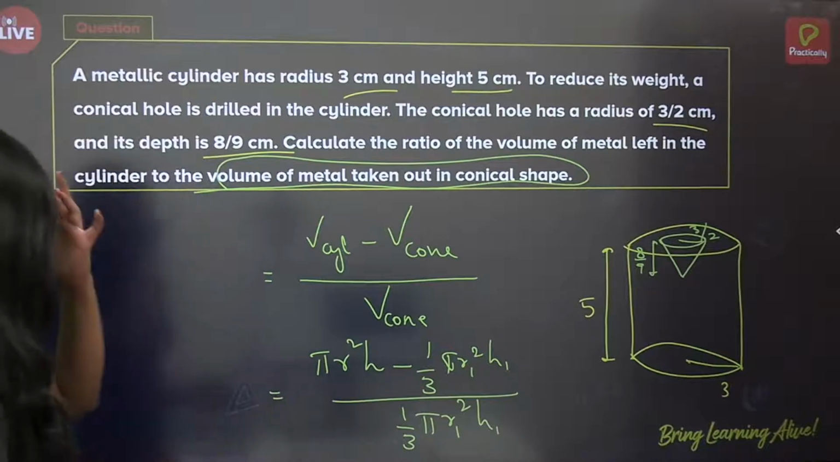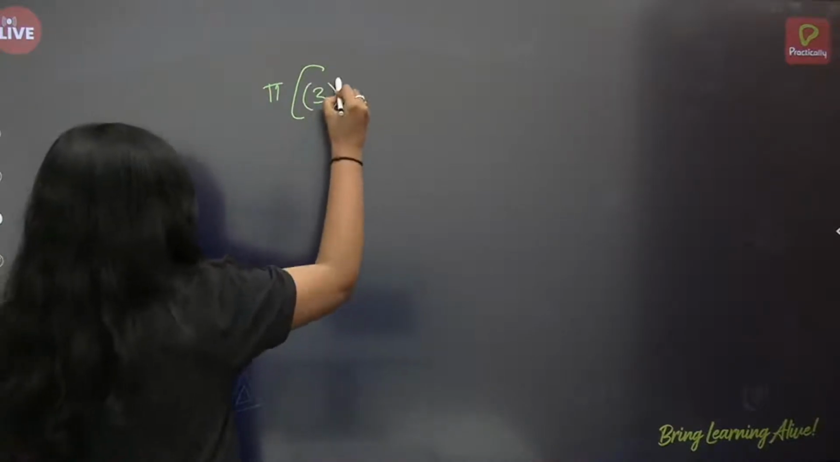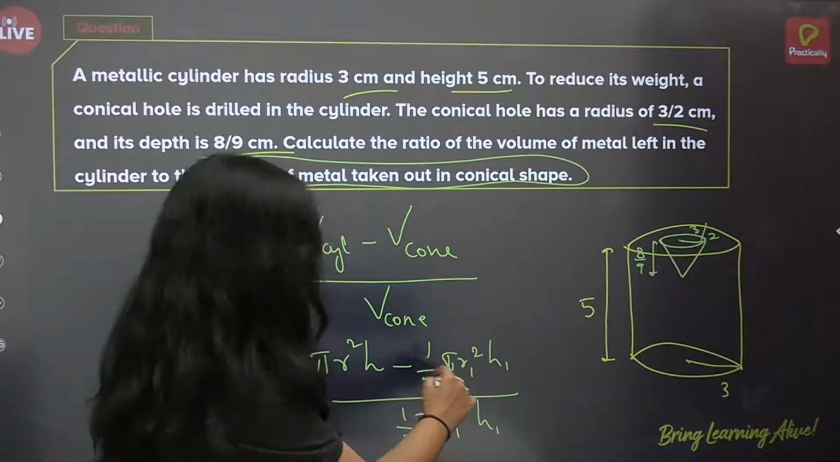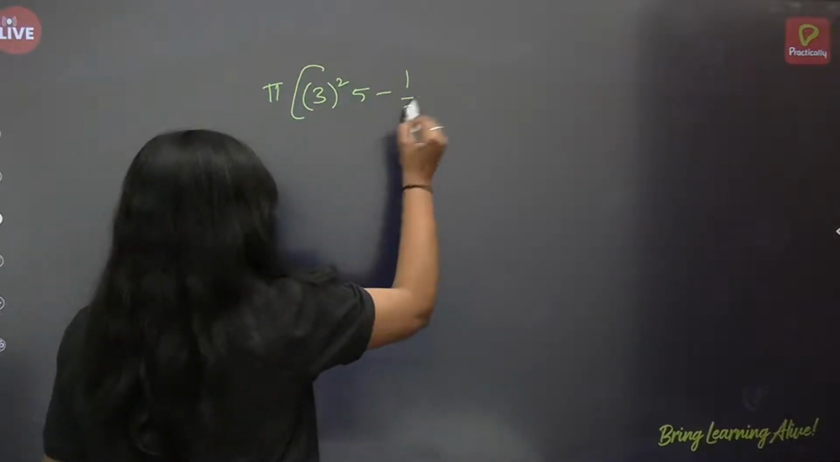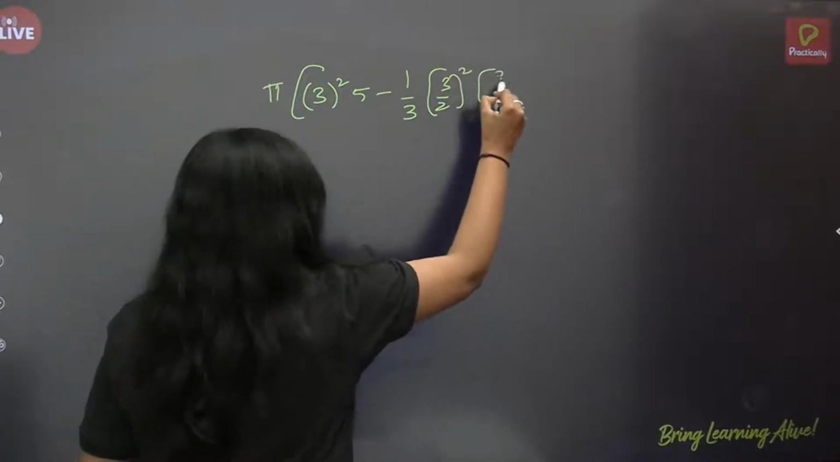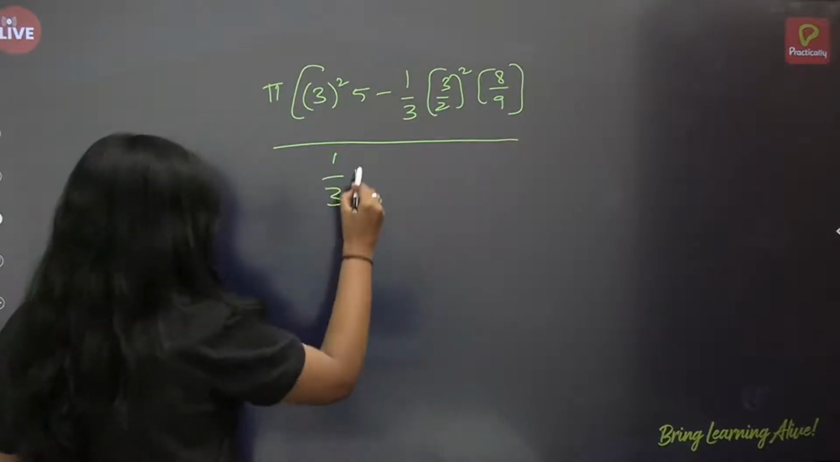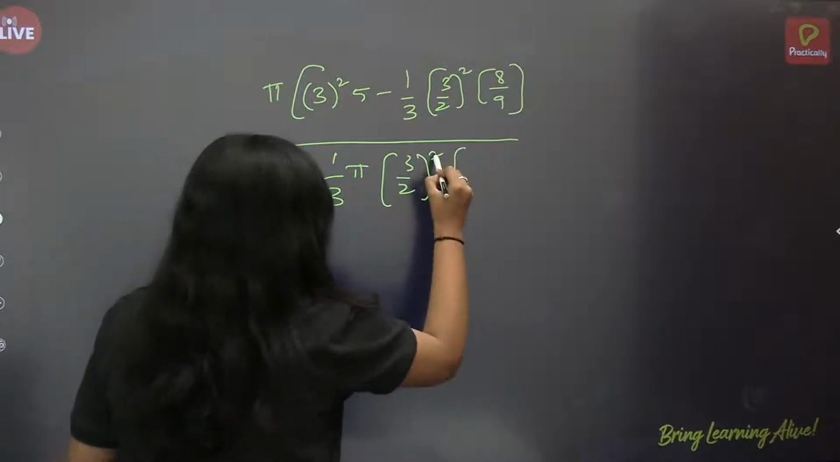We can take pi common. So, 3 square into 5, where 3 and 5 are the radius and height of the cylinder. Next, minus 1 by 3 into r1 square, which is 3 by 2 whole square, into h1, which is 8 by 9. All divided by again 1 by 3 pi, 3 by 2 whole square into 8 by 9.